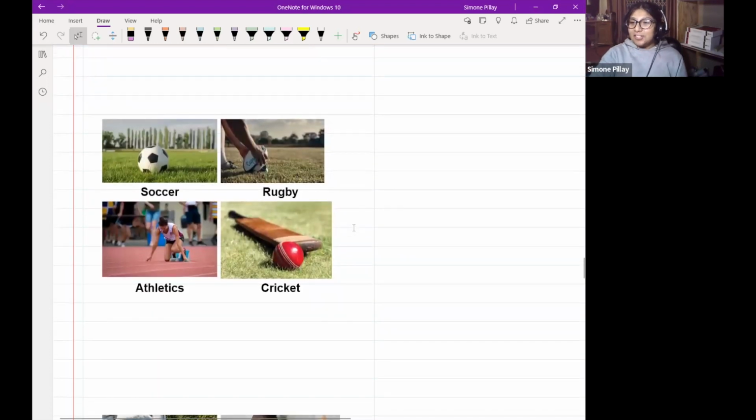Okay, guys, moving on to our next one. Thor just has a hammer. So true. But he's also a god, you know? So that's that. Cricket, athletics, cricket. Okay, so we're getting rid of one. Soccer, rugby, athletics, cricket. What are we picking?